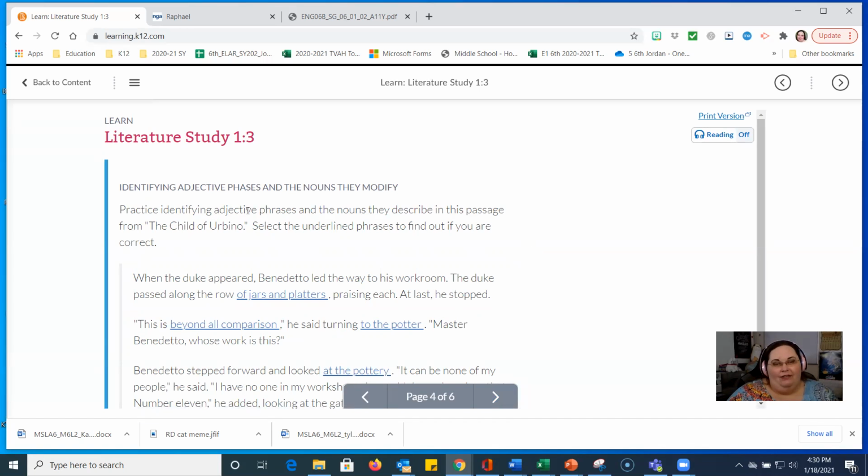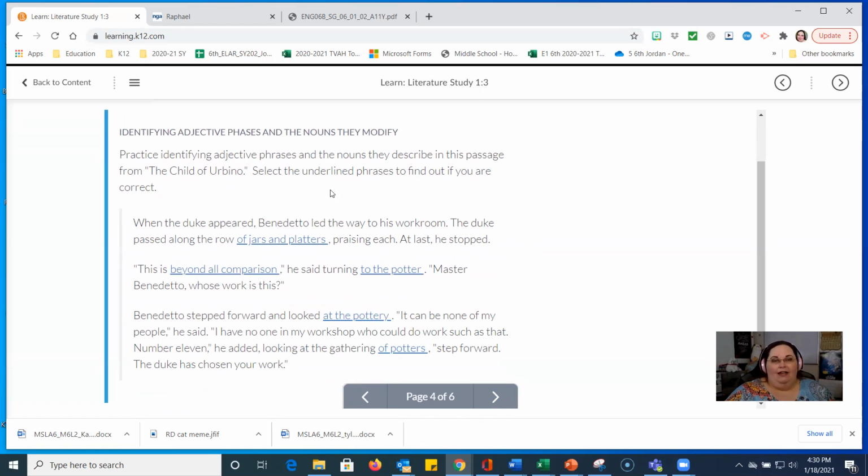Identifying adjective phrases and the nouns they modify. Practice identifying adjective phrases and nouns they describe in this passage from the Child of Urbino. Select the underlined phrases to find out if you are correct. Okay, so I'm not going to do this totally with you. I'm going to let you do this some on your own, but read this and click on these to see if you are right.